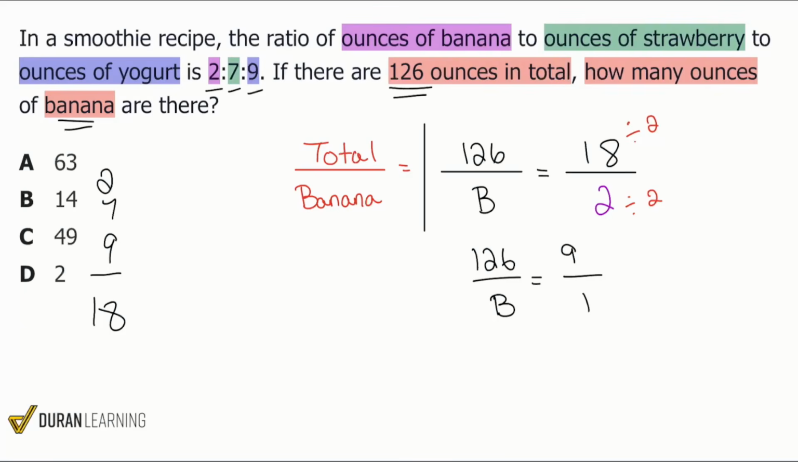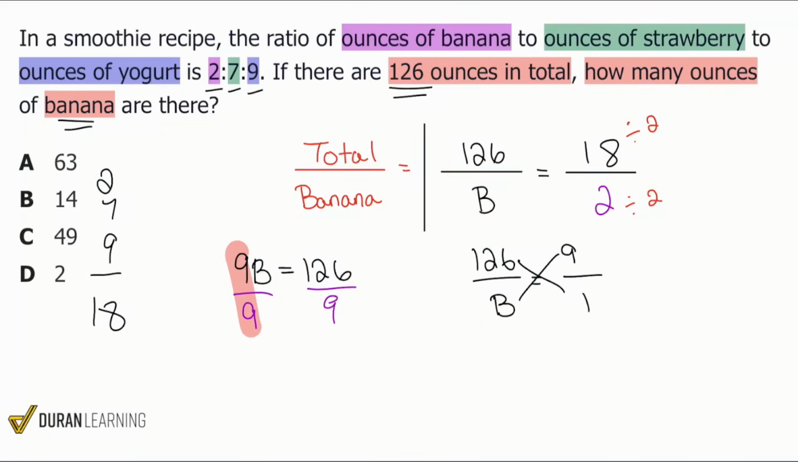So from here, everybody, if we were to cross multiply and divide, would that heavily simplify the process? Making it so that we're not dividing by an 18? Yeah, it would. It makes it quite a bit simpler. And so we can go ahead and cross multiply: B times 9, 9B. 126 times 1 is 126. And now we just divide both sides by 9.